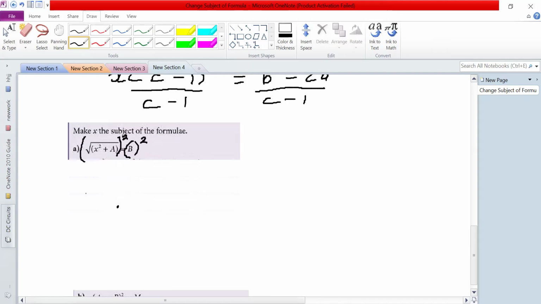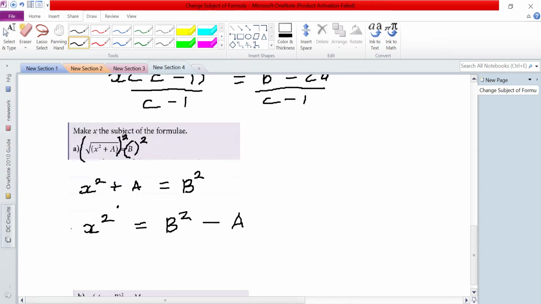After squaring both sides, if you square a square root, you get rid of the square root. So we end up with x squared plus a equals to b squared. Then we take a the other side. Since a is adding on this side, when it goes to the other side, it will subtract. So we end up with x squared equals to b squared minus a.